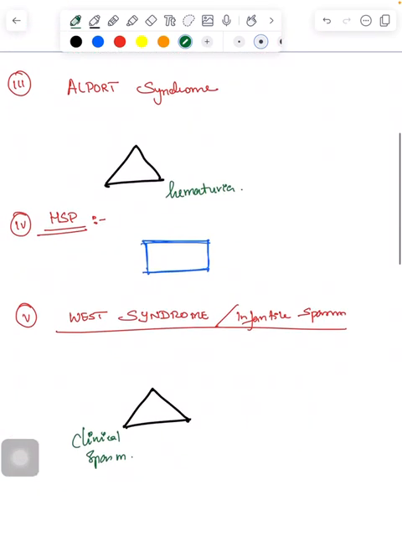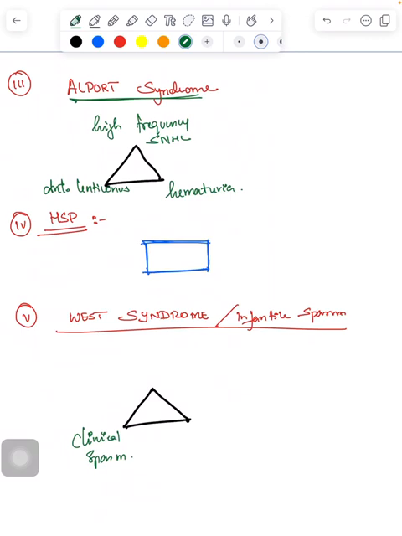Next, coming to Alport syndrome. In Alport syndrome you have a triad of hematuria, high frequency sensorineural hearing loss and anterior lenticonus in your eyes. So the triad that forms Alport syndrome is high frequency sensorineural hearing loss, hematuria and anterior lenticonus.